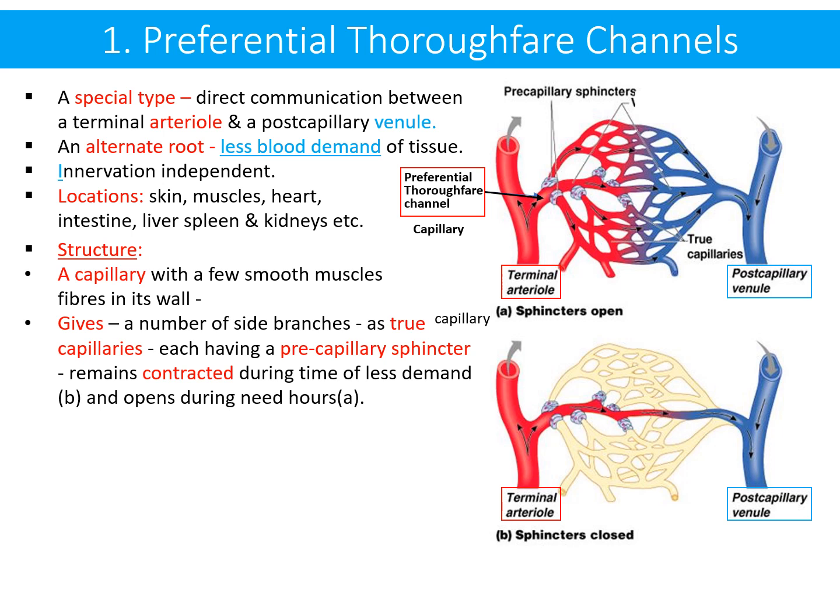As regard its structure, it is a capillary with a few smooth muscle fibers in its wall. It gives a number of side branches as true capillaries. Each of these capillary have a precapillary sphincter which remains contracted during time of less demand by the tissue as shown in the diagram B, and only opens when the tissue demand increases as shown in the diagram A.